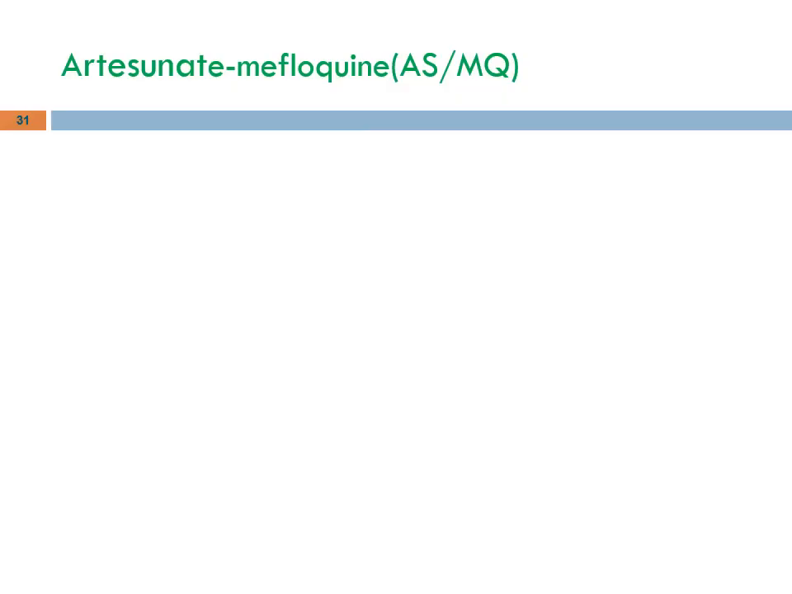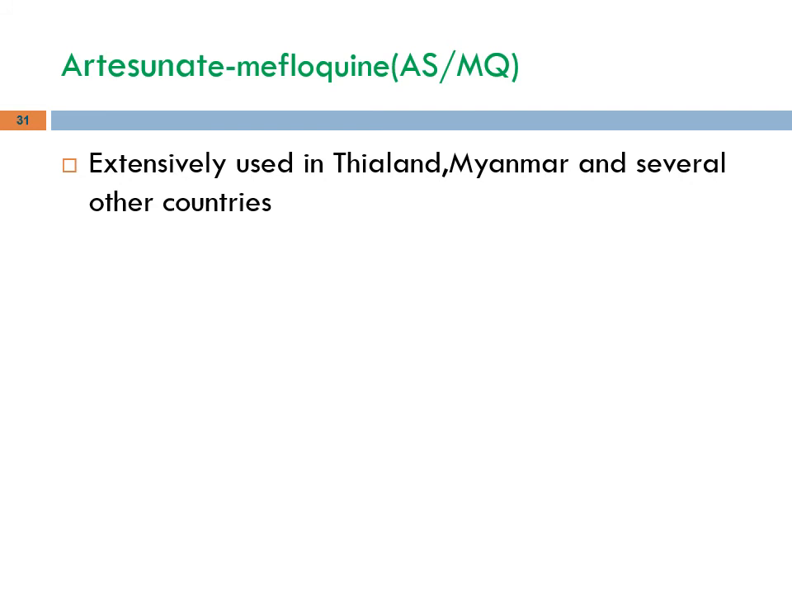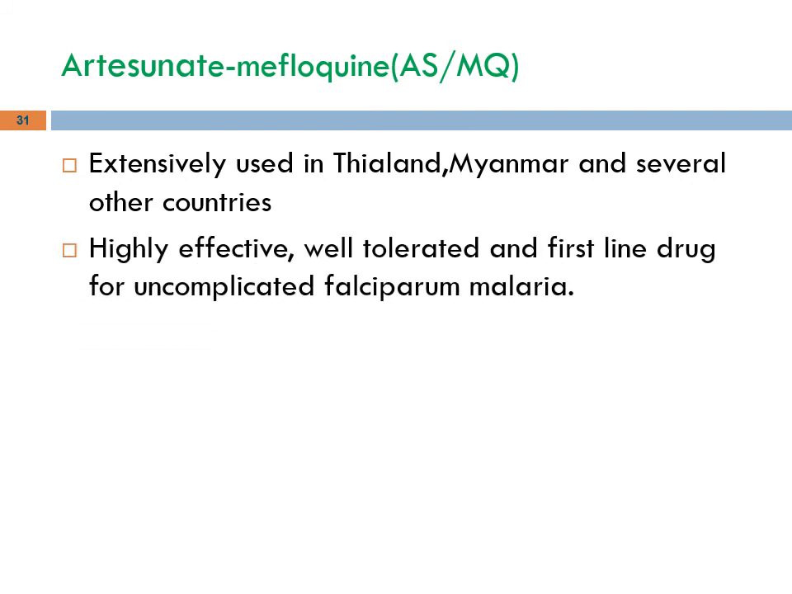Artesunate mefloquine combination. It is extensively used in Thailand, Myanmar and several other countries. Highly effective, well tolerated, first-line drug for uncomplicated falciparum malaria. With this combination, resistance development against mefloquine is prevented. Fixed dose combination of artesunate with mefloquine formulation is available, and severe side effects of mefloquine require a watch during the therapy.